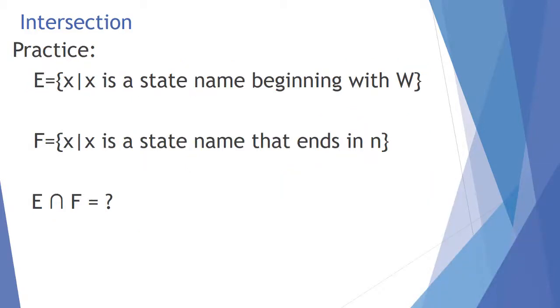So I would like you to build a little bit more on the practice we did earlier. E is the set of all states that begin with W. F is the set of all states whose name ends in N. What would the intersection of E and F be? Take a minute, pause the video, think about that, and unpause when you're ready to see the intersection.